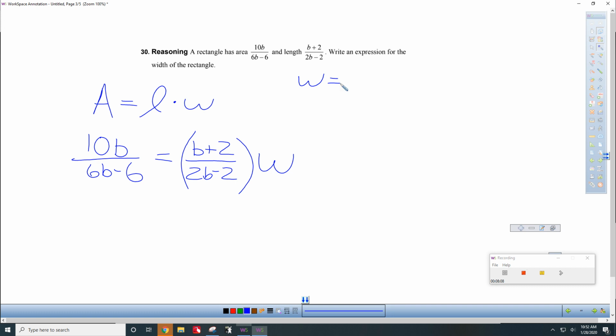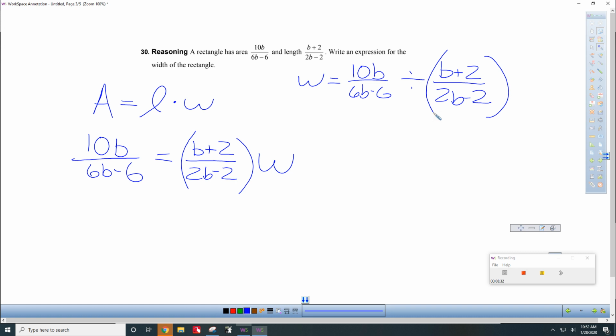We need to divide both sides. We need to do 10b over 6b minus 6 divided by b plus 2 over 2b minus 2. We are going to multiply. Yep. I'll go back to your question because it's a good one.